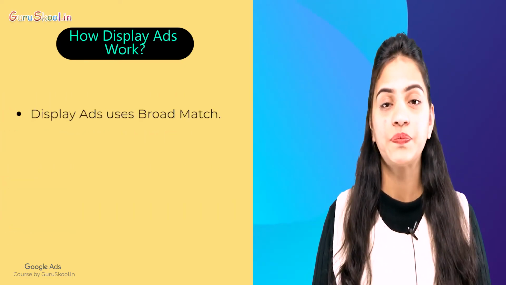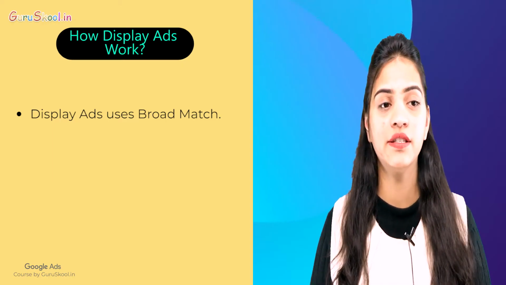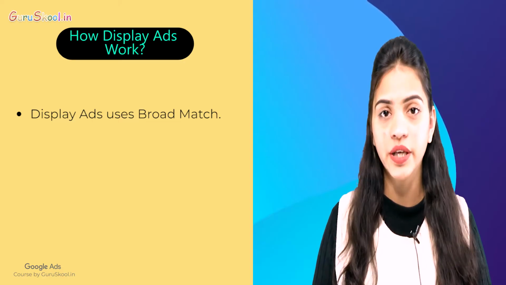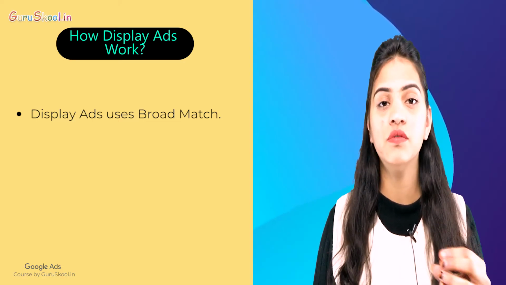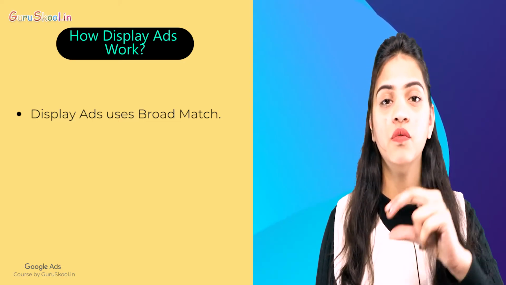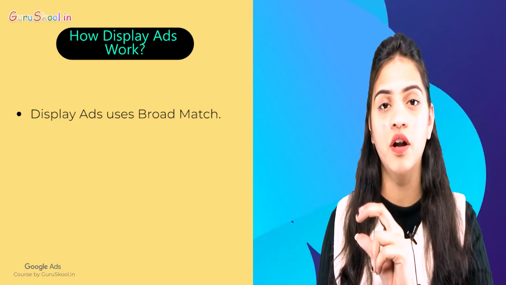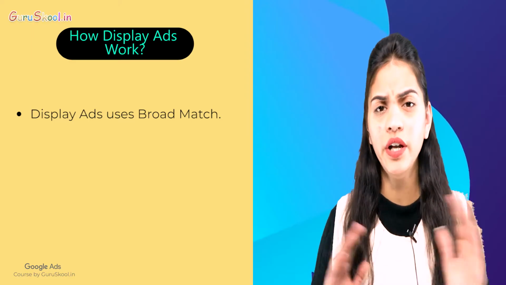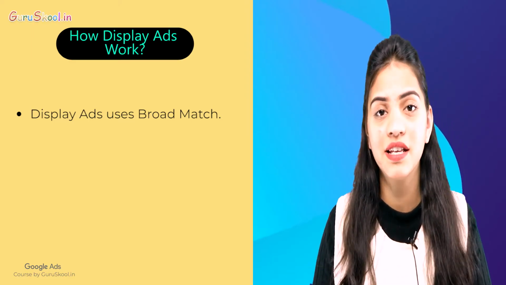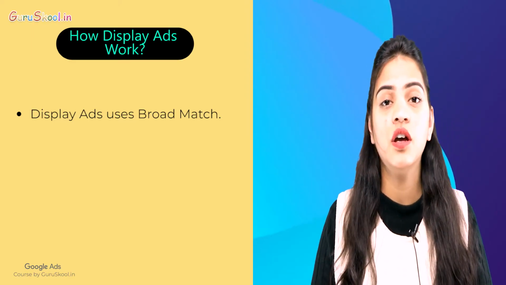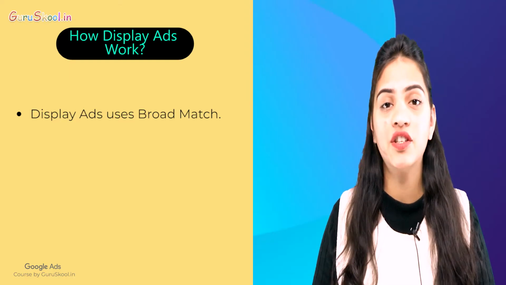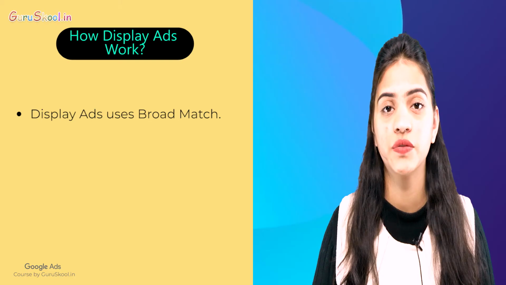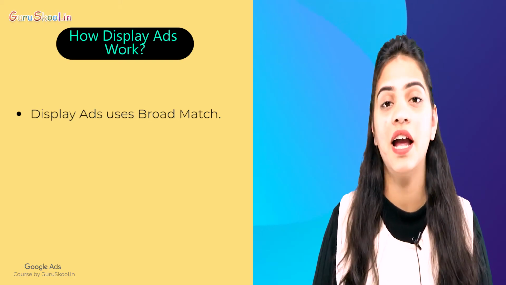Alright. How? Suppose your keyword is beauty. You can use beauty, but with beauty you will use something else, suppose beauty products, beauty glow, whatever it is. So your keyword cannot have a match type in your display ads. It will always be broad match, right? This is how display ads work.